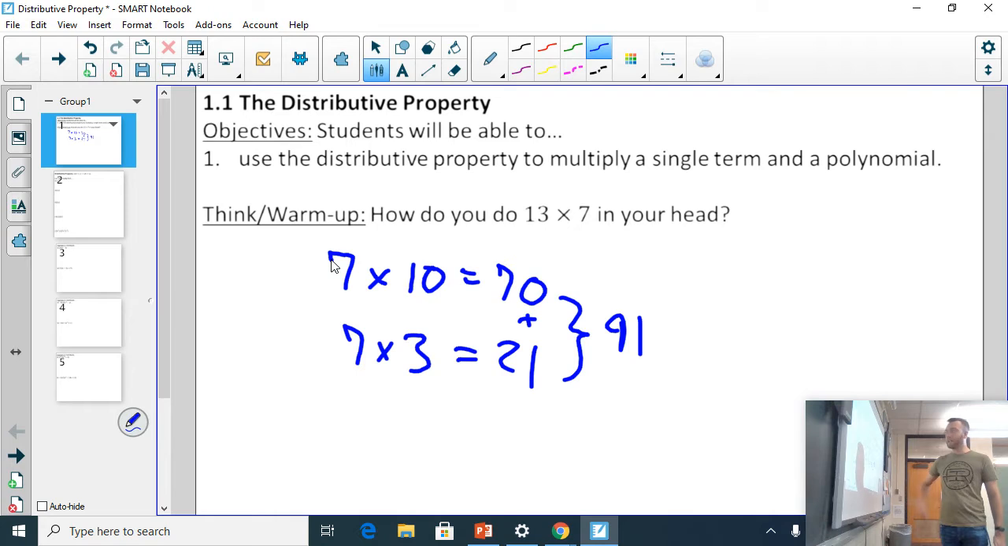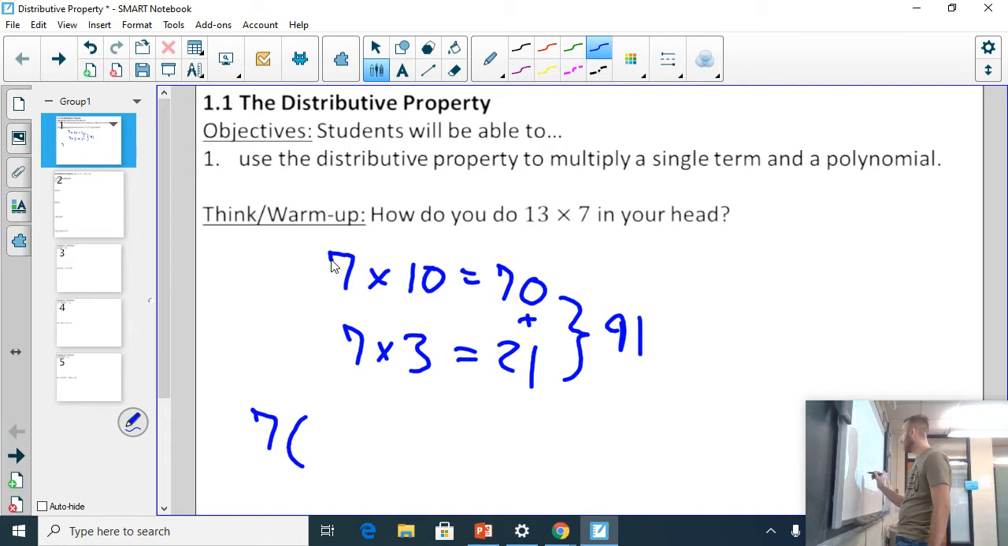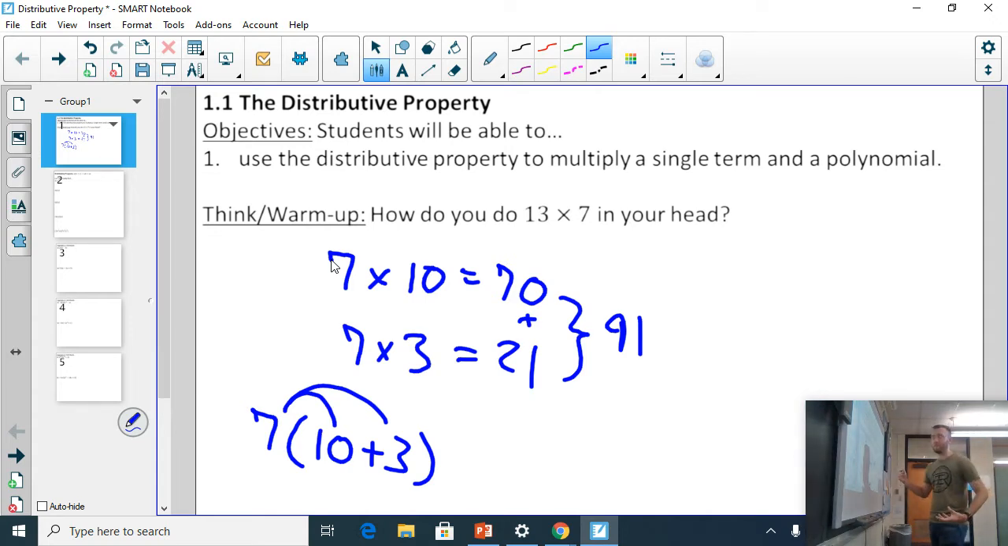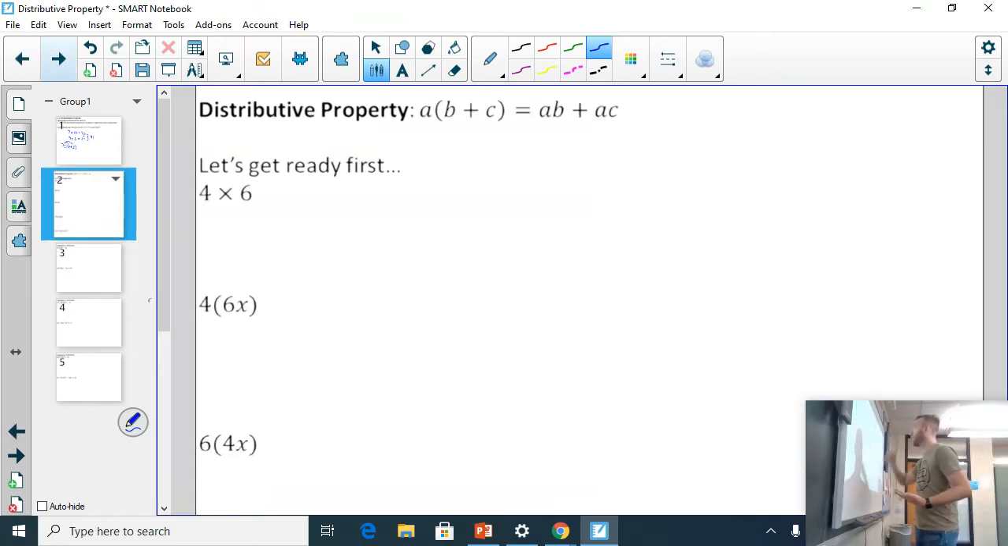Now, what you just did in your head is the distributive property. You said, let me take 7 and let me multiply it by 10 plus 3. 10 plus 3 is the same thing as 13, but you did 7 times 10 first, and then you did 7 times 3. So you kind of already know and use the distributive property, but now we're going to use it when variables are involved. So the distributive property: A times, in parentheses, B plus C equals A times B plus A times C. And if it was B plus C plus D, then it would extend all the way for that.